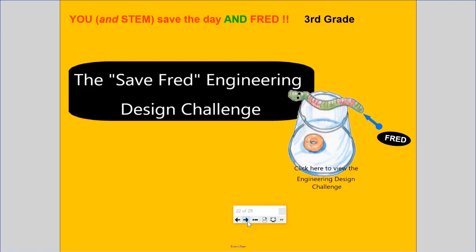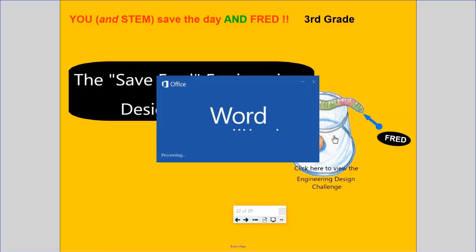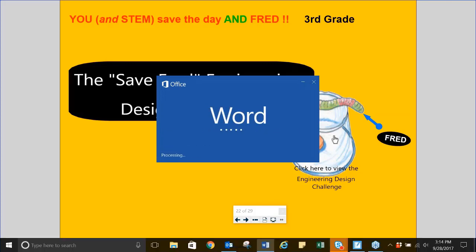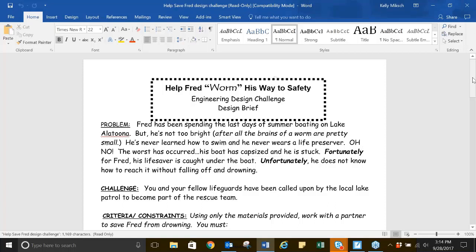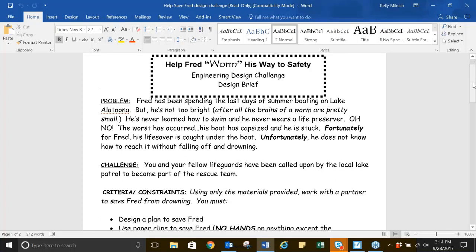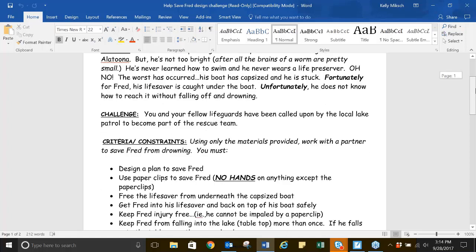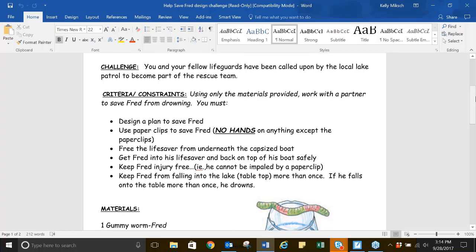And Kelly, if you click on the link on the cup, it'll bring up a design brief. This is kind of how we write up all of our engineering design challenges in this brief. It gives the students a problem. Fred has been spending the last days of summer boating on Lake Altoona. Then it gives them a challenge. You and your fellow lifeguards have been called upon by the local lake patrol to become part of their rescue team. And again, we're just trying to bring a real world experience into this fun STEM activity.